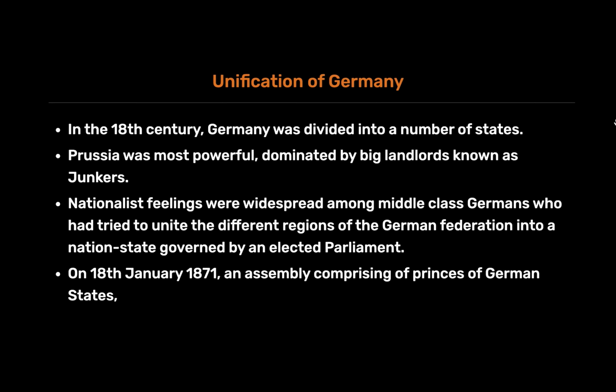Unification of Germany. In the 18th century, Germany was divided into a number of states. Some of these states ceased to exist during the Napoleonic Wars. At the end of the war, there were still 39 independent states in Germany.